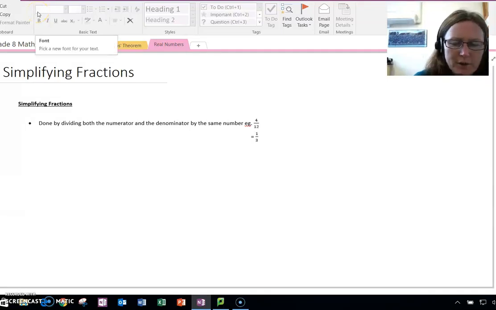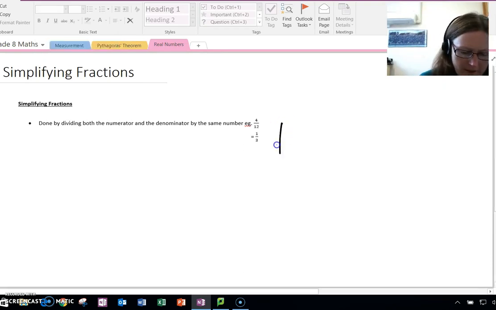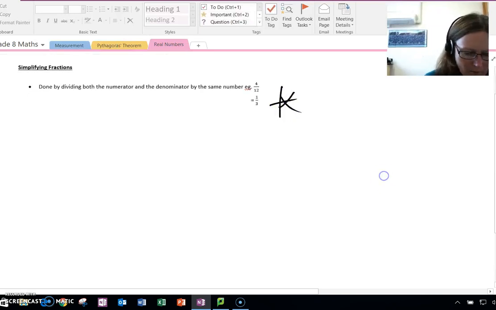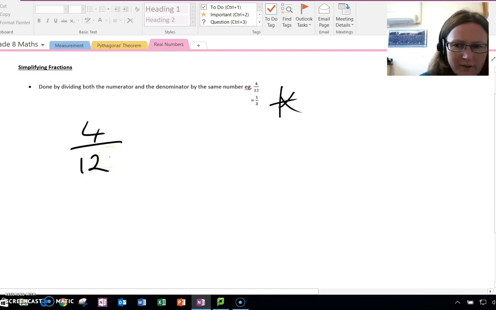Okay, now with fractions, fractions should always be written in simplest form. So your answer should always have the fraction in simplest form. So in the example mentioned here, for example, 4 over 12, we would not leave an answer like that because that fraction is not in simplest form.